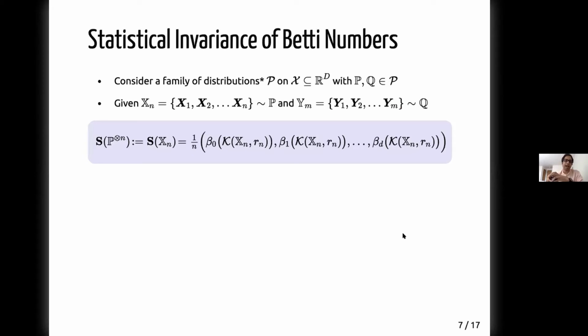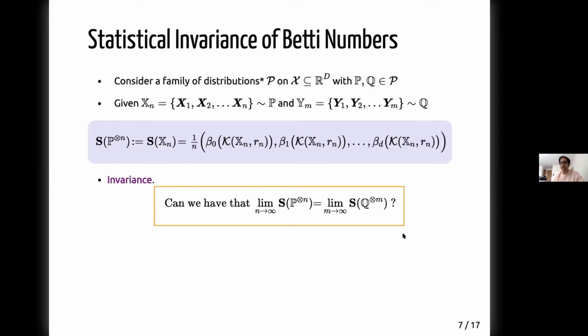With this background, statistical invariance is characterized as follows. We're given a family of probability distributions defined on a Euclidean or sub-Euclidean space X, which contains at least two distinct probability distributions. And we're given some points that are sampled from these distinct probability distributions. The topological summary that we will focus on is the collection of all Betti numbers. And in a sense, it encodes the topological and the probabilistic information that underlies these random points.